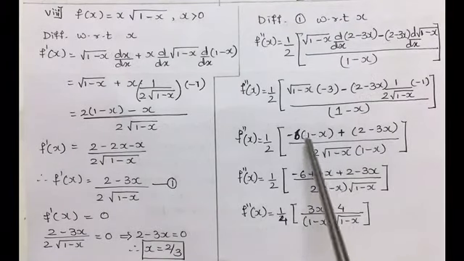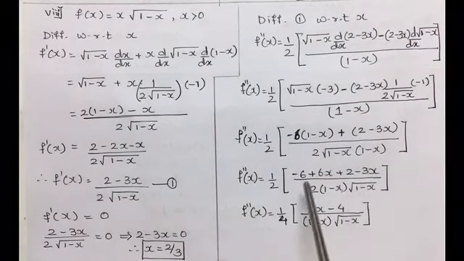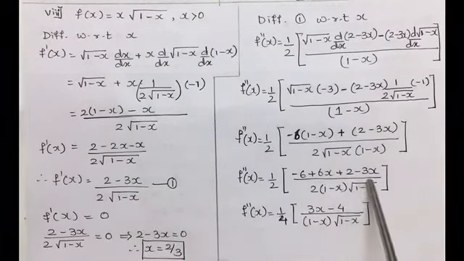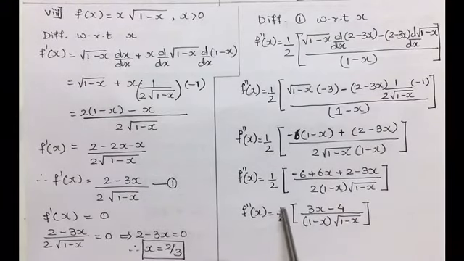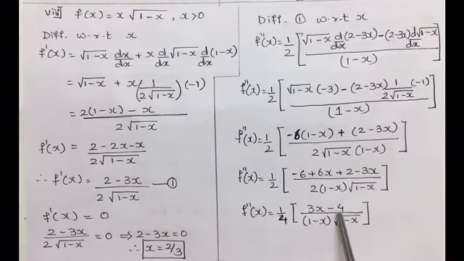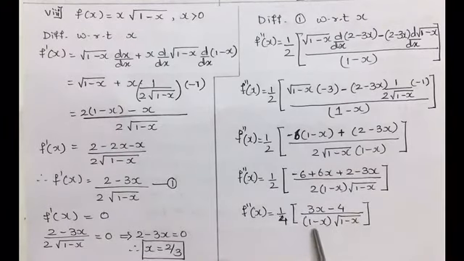Expanding the numerator brackets, we get minus 6 plus 6x plus 2 minus 3x divided by, as it is, we have to carry forward, half is as it is. Now 2 into 2 will make it 1 by 4, and 6x minus 3x is 3x. Minus 6 plus 2 will make it minus 4, divided by 1 minus x root of 1 minus x.